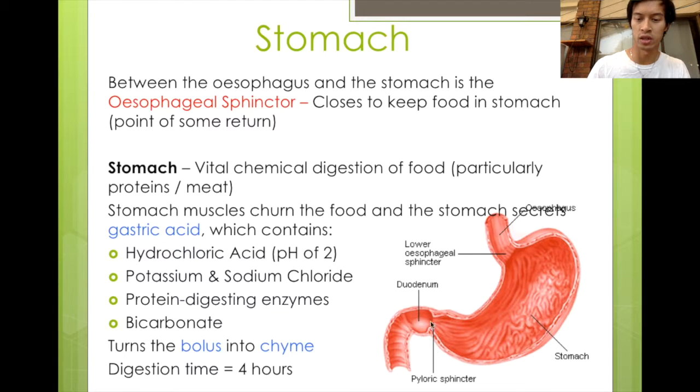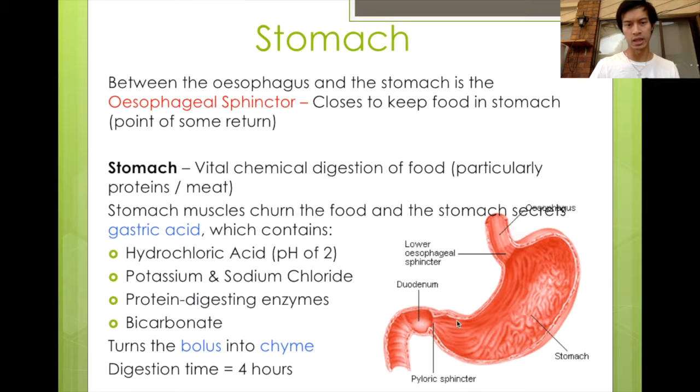The stomach is a muscular organ that's designed to churn the food and secrete all of these acids to break down that protein or that meat. It secretes what we call gastric acid. Gastric acid is a bit of a cocktail of different acids and enzymes, which are involved in the breakdown process. Hydrochloric acid is one of the main components, which has a pH of around 1 or 2. Potassium and sodium chloride, and then also there are protein digestive enzymes and bicarbonate.